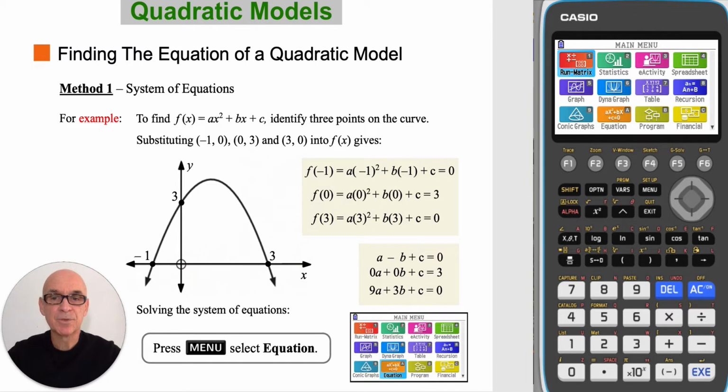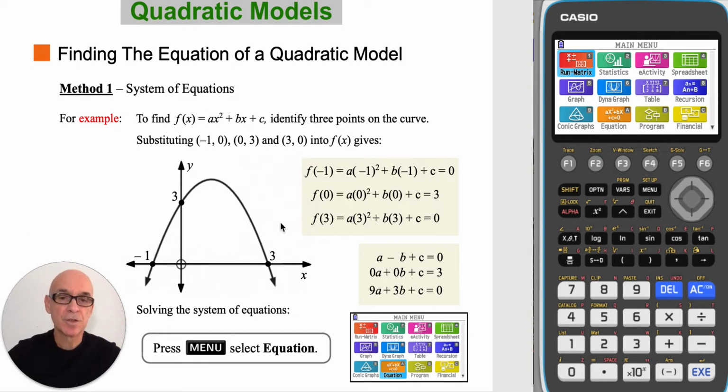In this example, to find the equation of the quadratic model using a system of equations, we need to identify 3 points on the curve. There's one, there's the second one, and there's a third one. Substituting these three pairs of coordinates into the function f.